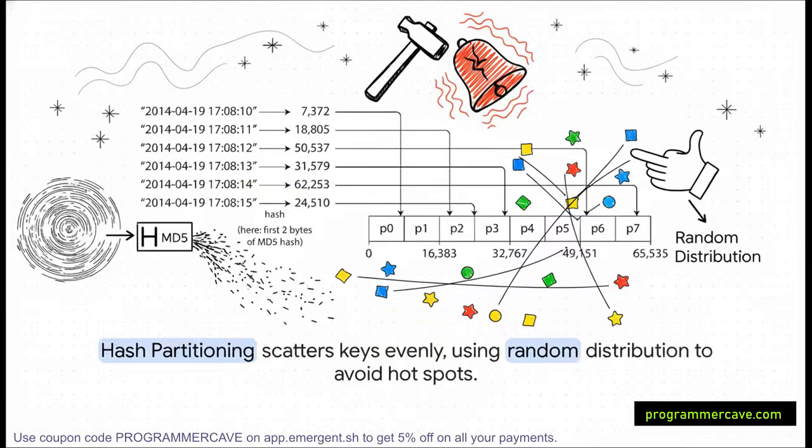So to solve that hotspot problem, we use hash partitioning. Here's the idea. You take your key and you run it through a good hash function, something like MD5. You can think of a hash function as just a deterministic scrambler. It takes any input and always spits out the same, totally random-looking number. Then you assign ranges of these hash values to your partitions. So as the slide shows, even keys that are super close together, like timestamps that are only a second apart, will have wildly different hashes. And that scatters them beautifully and evenly across all your partitions.